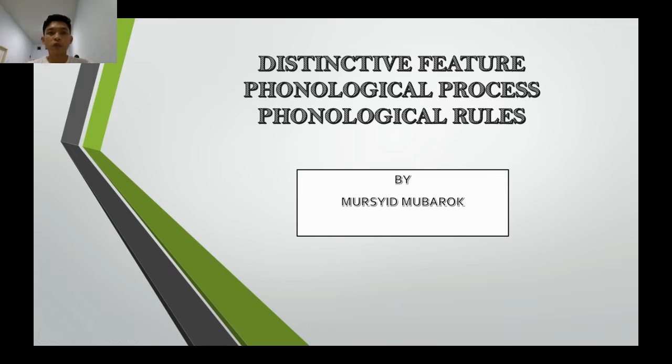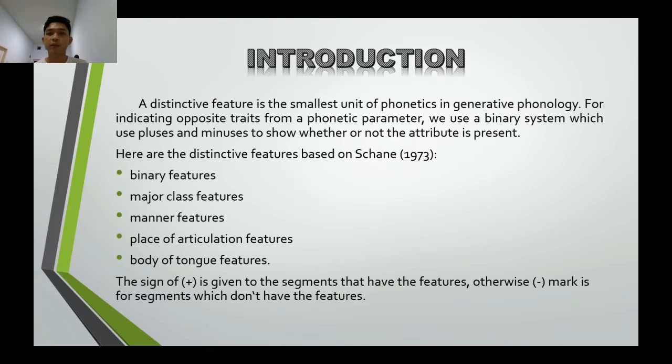Here I would like to explain the materials about distinctive features, phonological process, and phonological rules. A distinctive feature is the smallest unit of phonetics in generative phonology. For indicating opposite traits from a phonetic parameter, we use a binary system which uses pluses and minuses to show whether or not the attribute is present.